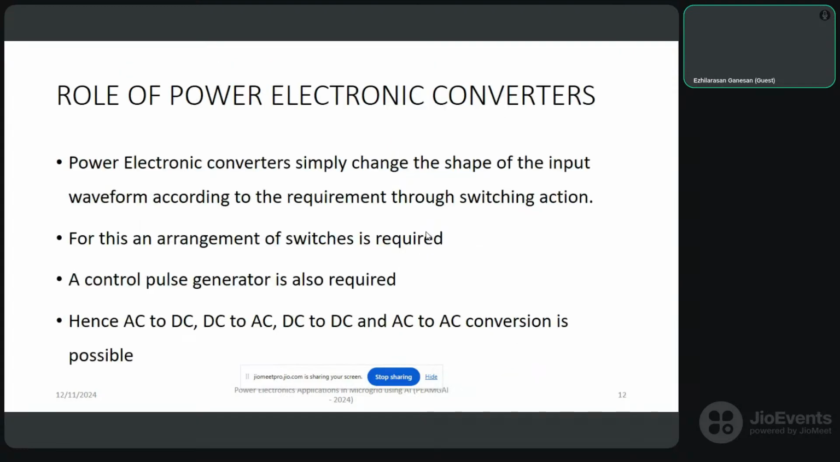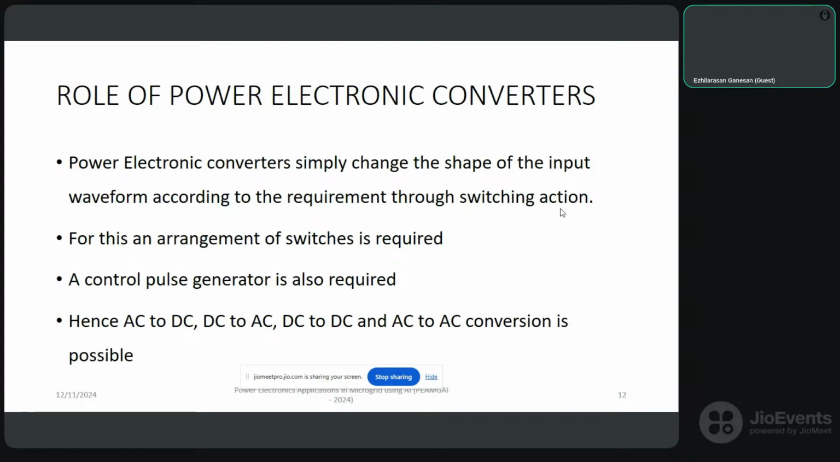Okay, we'll proceed. So what is the role of power electronic converters? Power electronic converters simply change the shape of the input waveform according to the requirement through switching action. A power electronic converter doesn't do anything else. It will change the wave shape; it works on the input waveform. According to the waveform shape we obtain, we get different types of voltages and currents, mainly voltages.